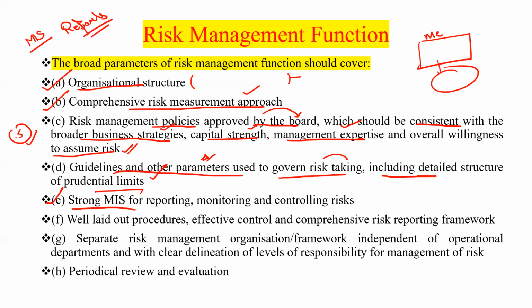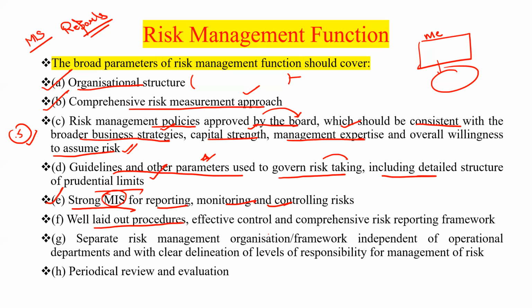So strong MIS basically for reporting, monitoring, and controlling risk. First of all, report. Then you have to monitor, and the last one is control. Report, monitor, and control risks. That is the management information system, information reports.